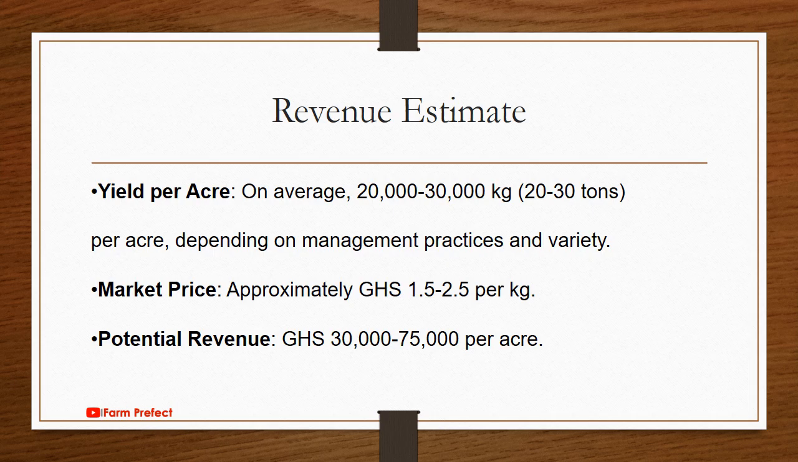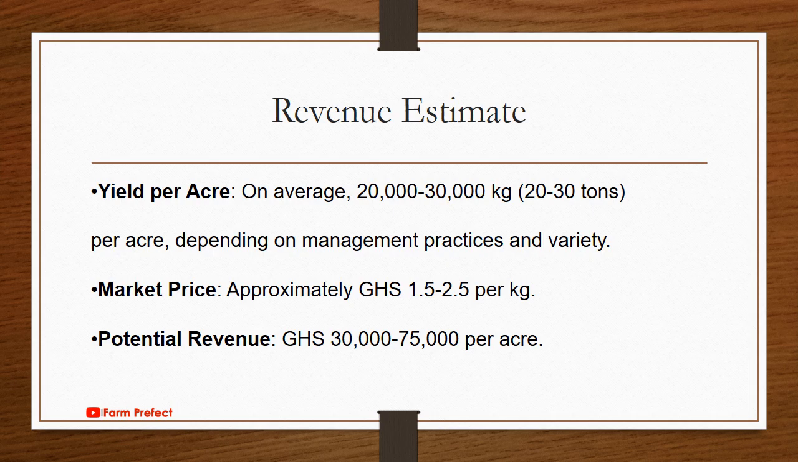Yes. So yield per acre, on average, should be 20,000 to 30,000 kg. That is 20 to 30 tons per acre. But that is the yield, and it depends on the management practices that you have put in place. You can't just go and bury your seed into the soil without any proper maintenance and expect to have this. Not at all.